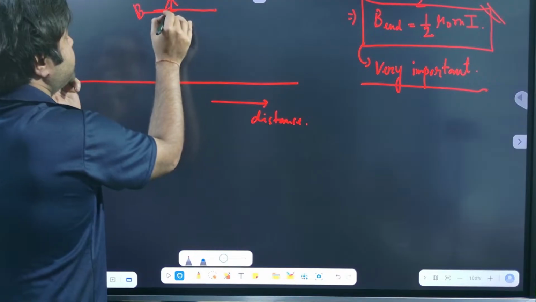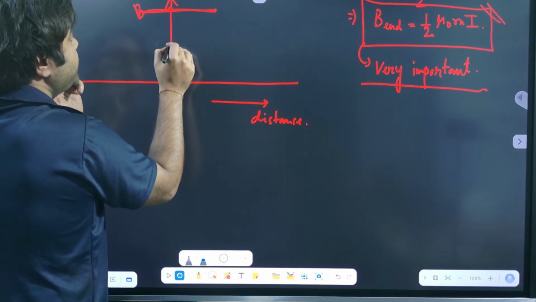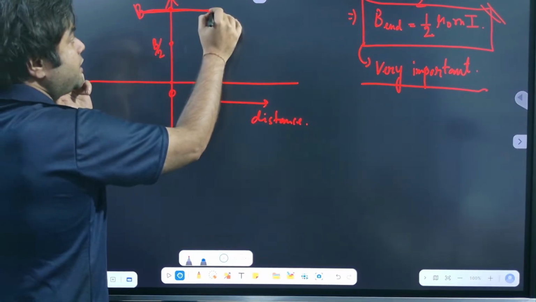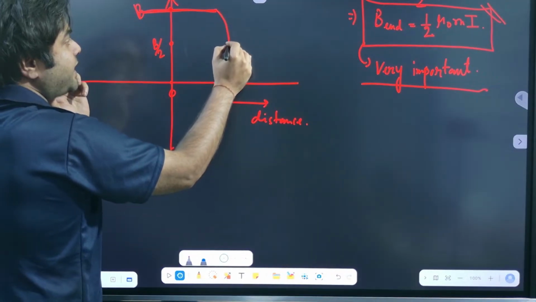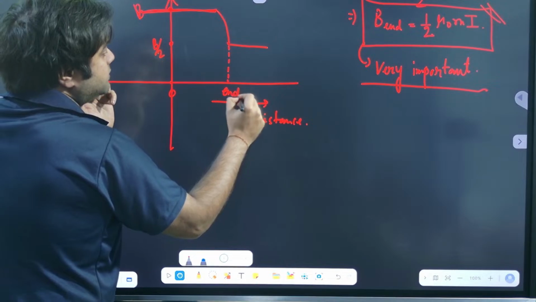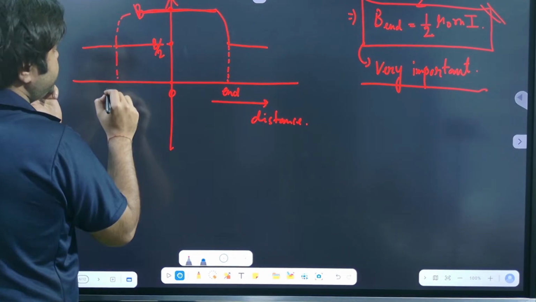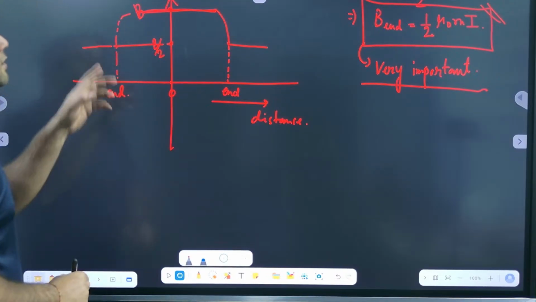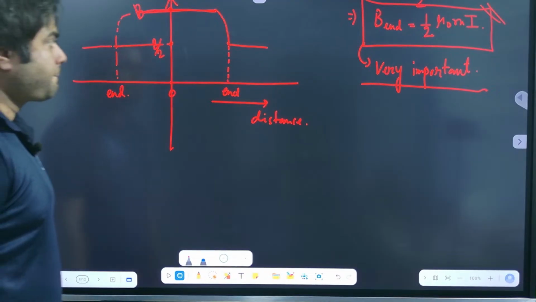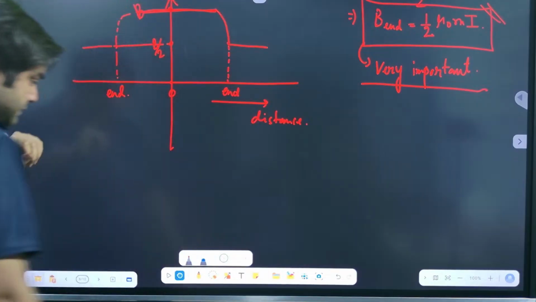B point on the axis, here there will be a flat curve, this is B. If you look at its half, that is B by 2, exactly B by 2. There will be an exact decline at the end. This is the end, here also. This is the end of the solenoid. So this will be the graphical representation for this. Okay, this will be the graphical representation.